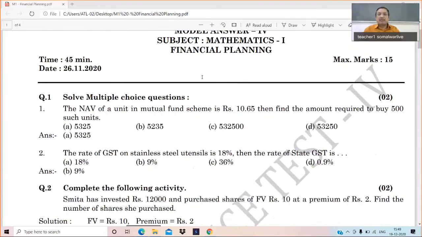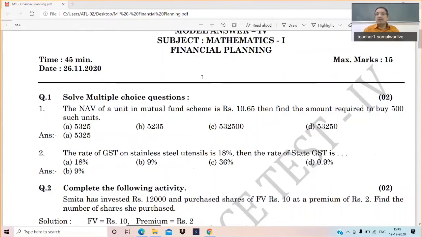Question number 1, as per the board pattern, is a multiple choice question; you have to select the correct option. First is the NAV. NAV means net asset value, which is related to shares, that is, the value of one unit in the mutual fund. The net asset value of a unit in a mutual fund scheme is rupees 10.65. Find the amount required to buy 500 such units.